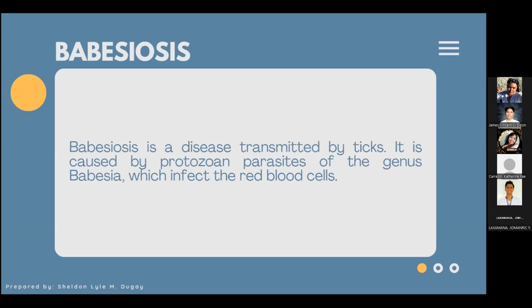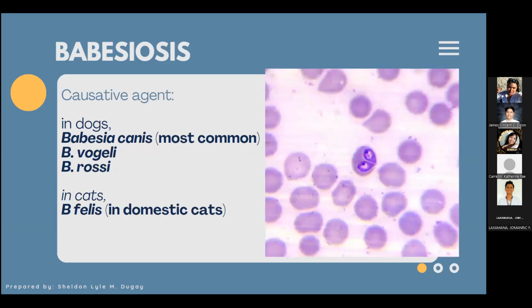And then next is babesiosis, very common na blood parasite sa mga dogs. So babesiosis is a disease transmitted by ticks. It is caused by a protozoan parasite. Caused by protozoan parasites of the genus Babesia, which infect the red blood cells. So the causative agent is Babesia canis. Ito yung pinaka-common. Pero pwede din ma-infect ng Babesia vogeli, Babesia rossi, and sa cats naman, Babesia felis.